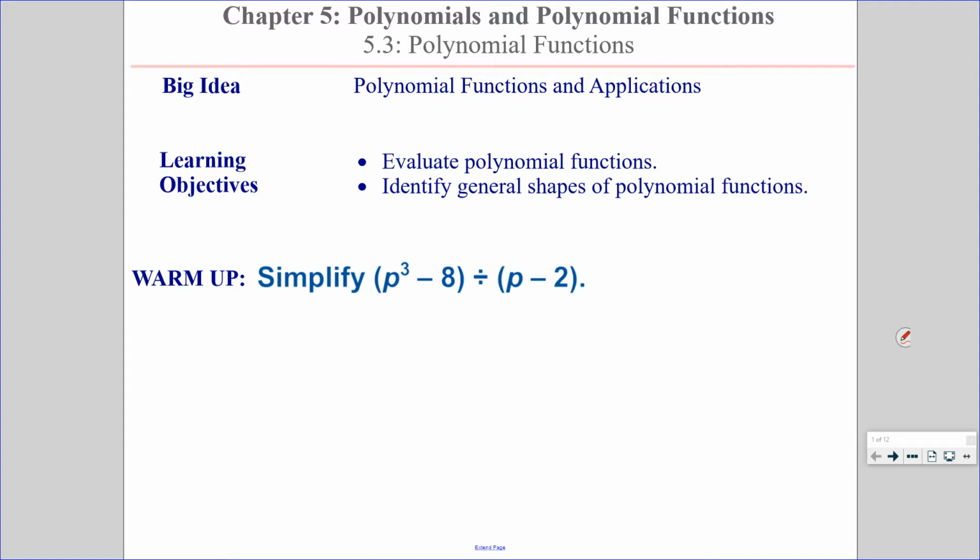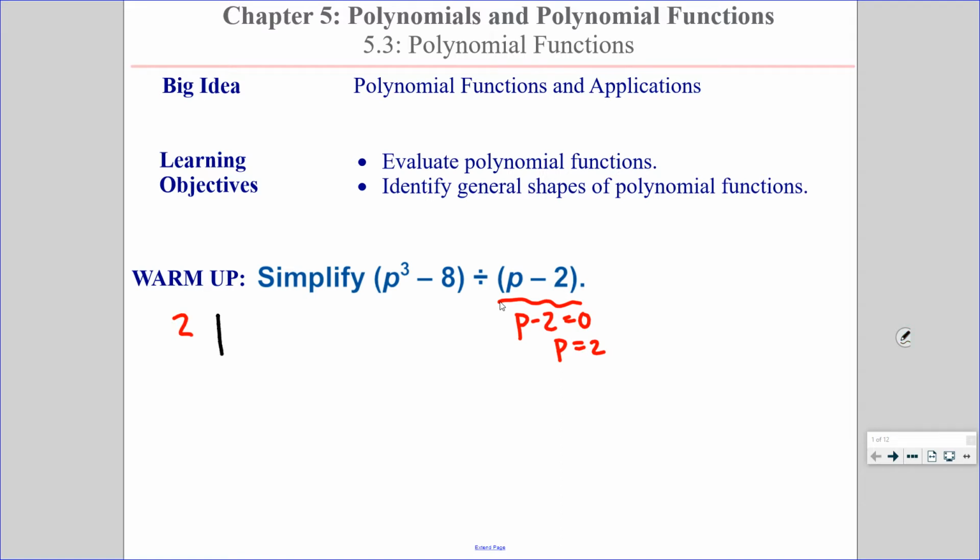I have a division problem here. I have a polynomial of p to the power 3 minus 8 being divided by p minus 2. Look at my divisor. Could I use synthetic division? Yes, I could. Could I use long division? Yeah, I can use long division anytime. I'd probably do this synthetically using my outside number of 2.